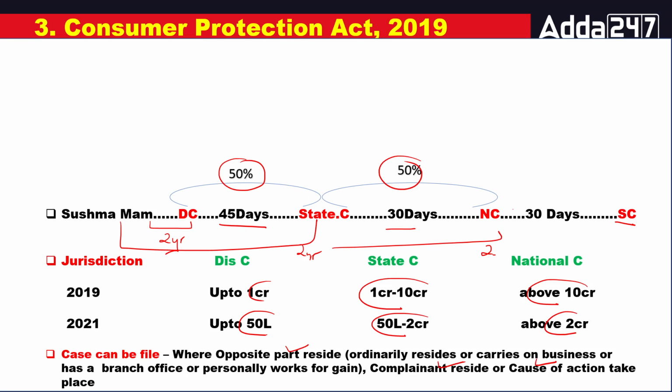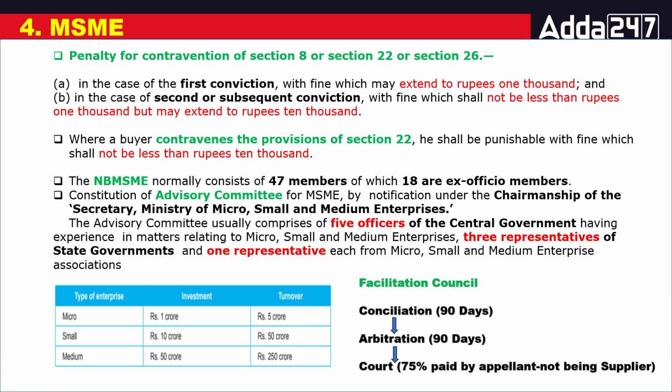Is that okay? Then MSME. If we talk about the penalty, for the first conviction, 1000. If it is again, not less than 10,000. 1000 minimum, 10,000 maximum. If the rules and regulations of section 20 are not followed, then a fine up to 10,000 rupees. The National Board for MSME has 47 members, out of which 18 are ex officio members. Ex officio means those who hold 2 posts.